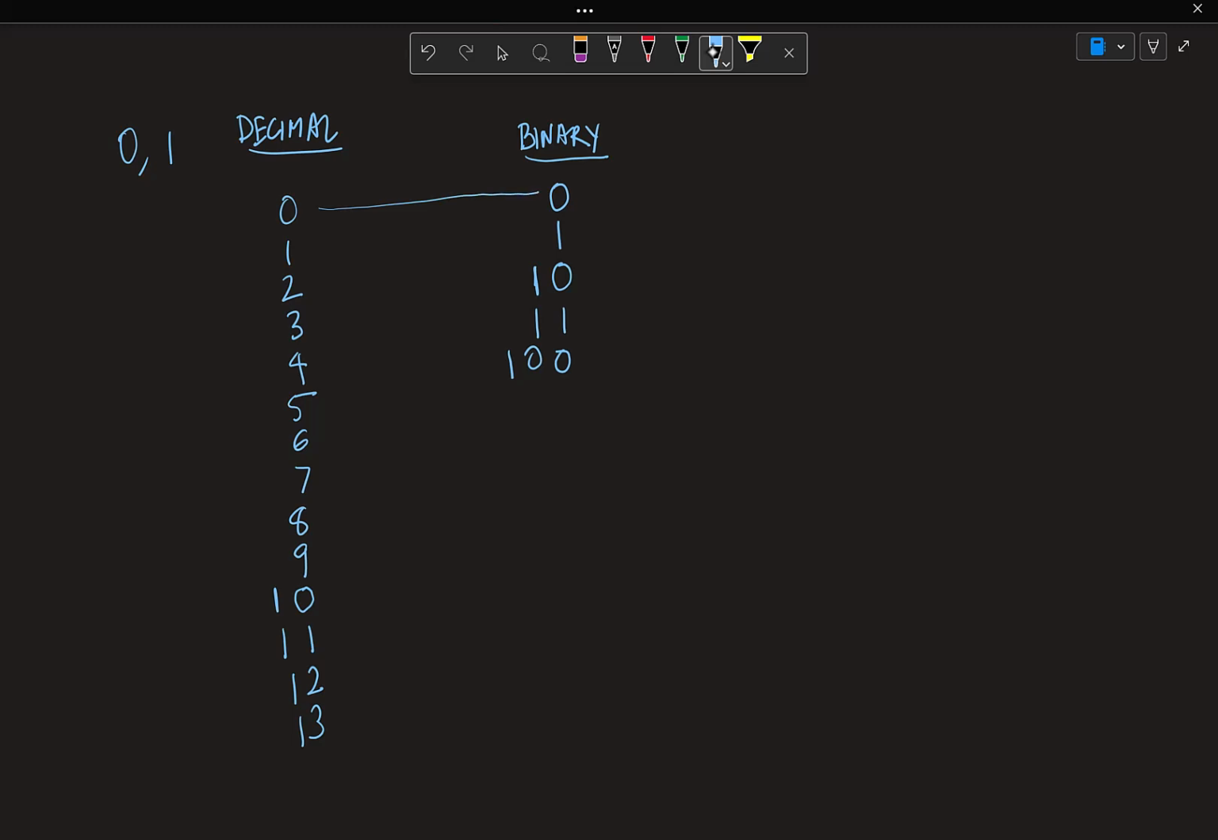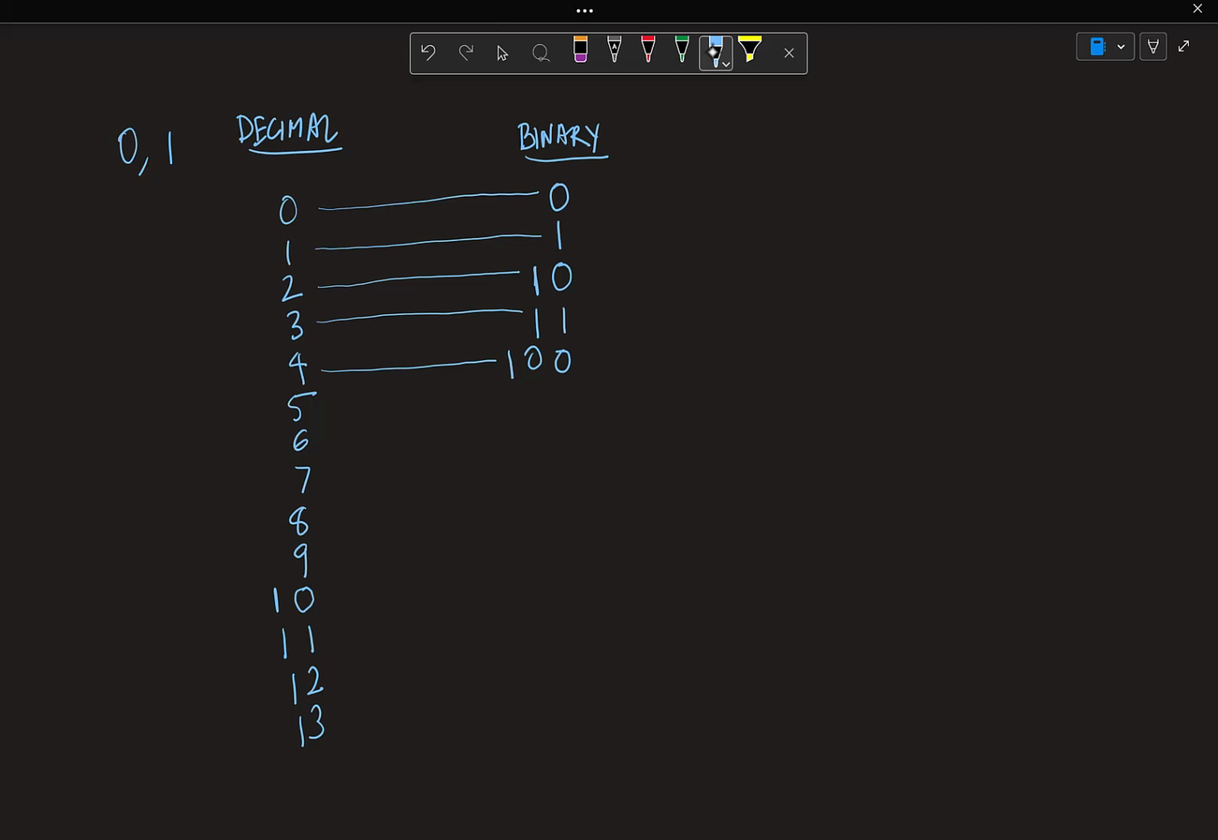Therefore, 0 in decimal is just 0 in binary, 1 in decimal is 1 in binary, but 2 in decimal is 1 0 in binary, 3 in decimal is 1 1 in binary, 4 in decimal is 1 0 0 in binary, and so on.